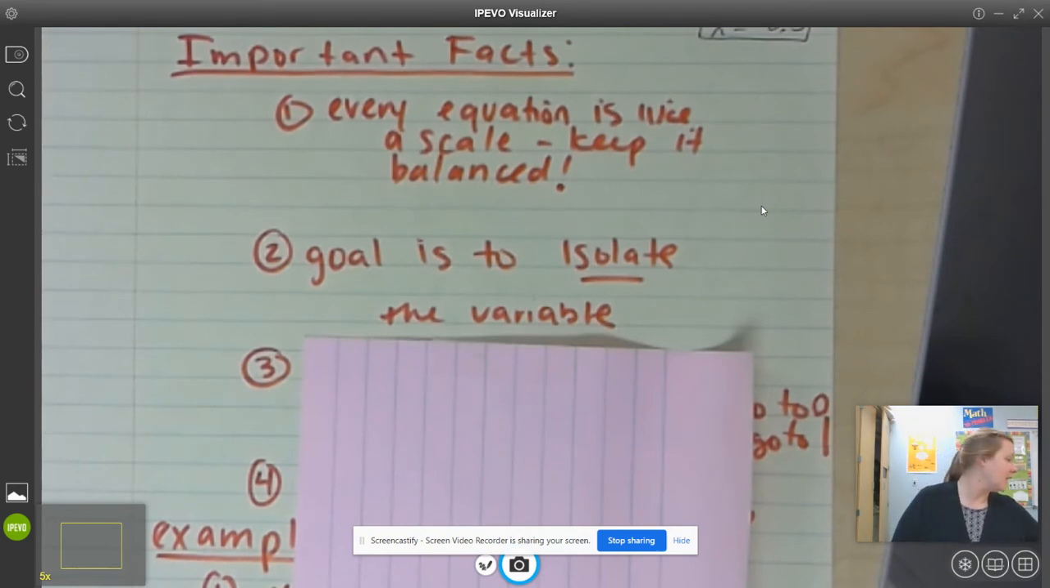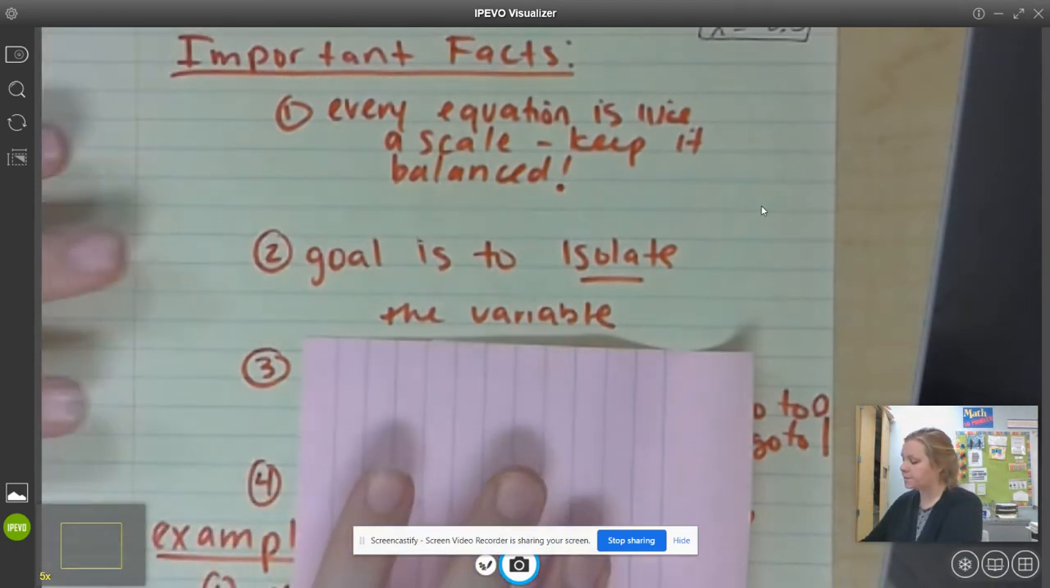Now, the word isolate has more meaning right now because we've been quarantining and trying to stay isolated from one another. But our job when we solve equations is to get the variable alone, to isolate it, to kind of put it in quarantine. So that means we're going to move all the other numbers to the other side of the equation. That equal sign is kind of that dividing line. So we need to get the letter on one side, all the numbers on the other.